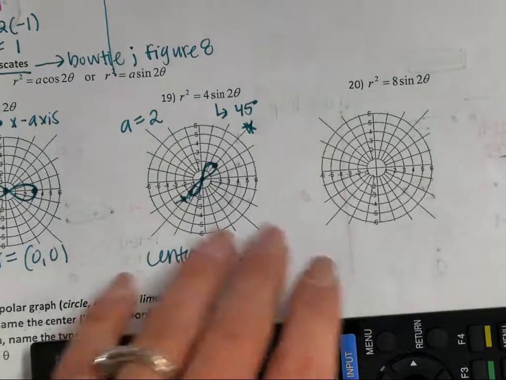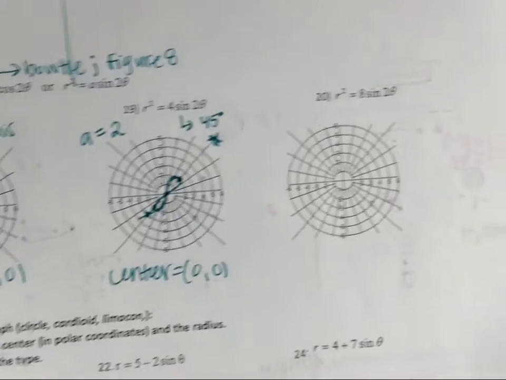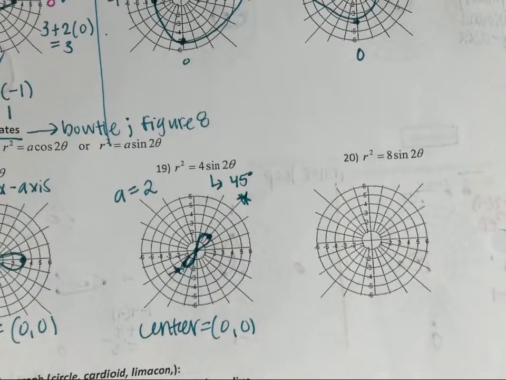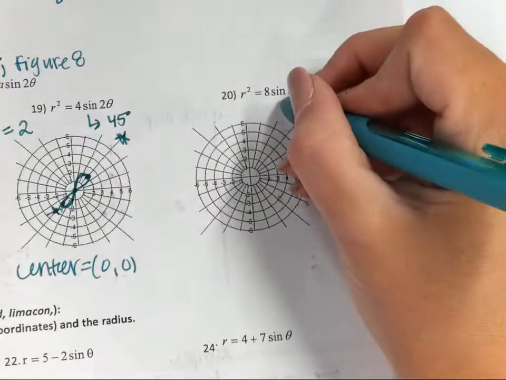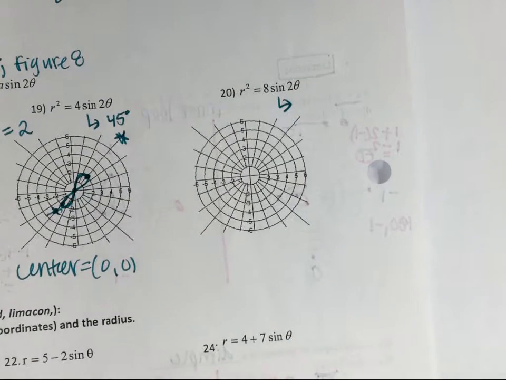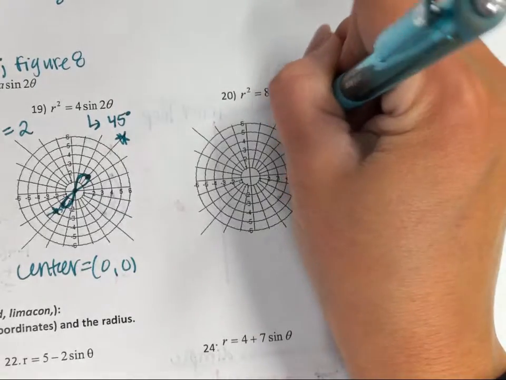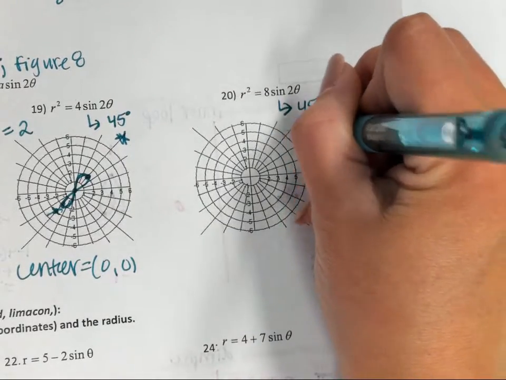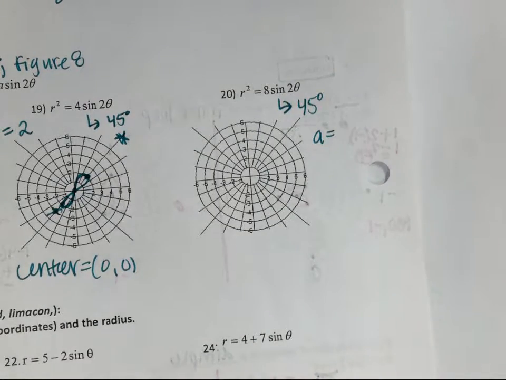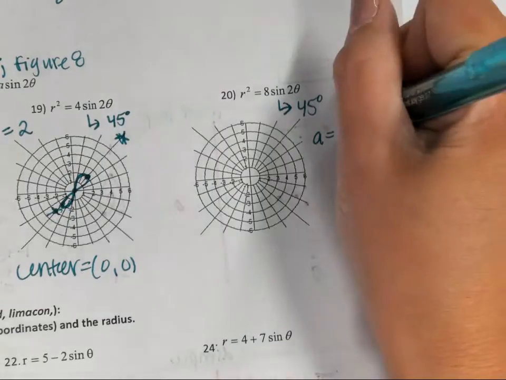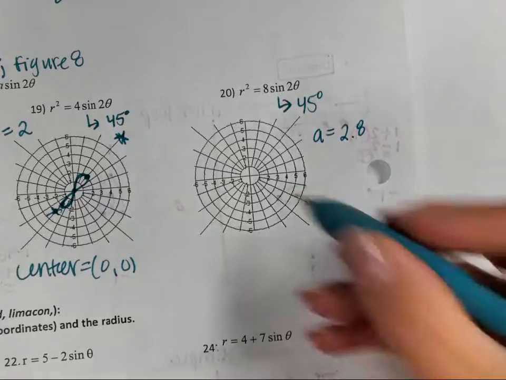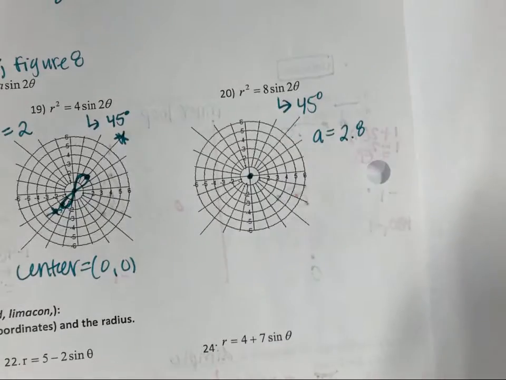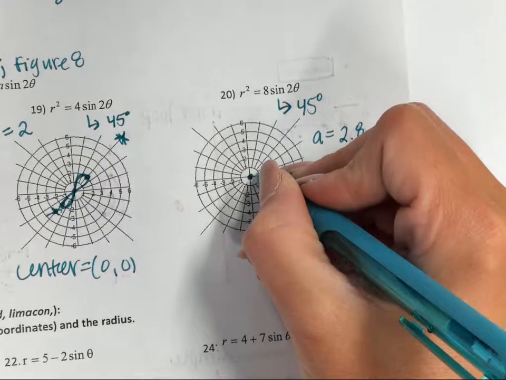Alright, let's go over this one. Alyssa, what axis is this going to be symmetrical to? Or excuse me, what angle? Good. How far away from the center is it going to be, Miles? 2.8. Good. Does everybody know where I got 2.8 from? You just take the square root of 8. So the center is always going to be at 0, so you'll go 2.8 towards 45 degrees.